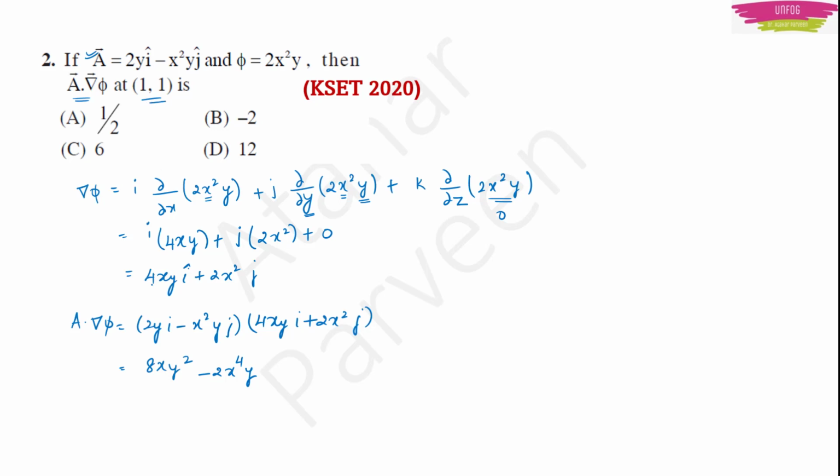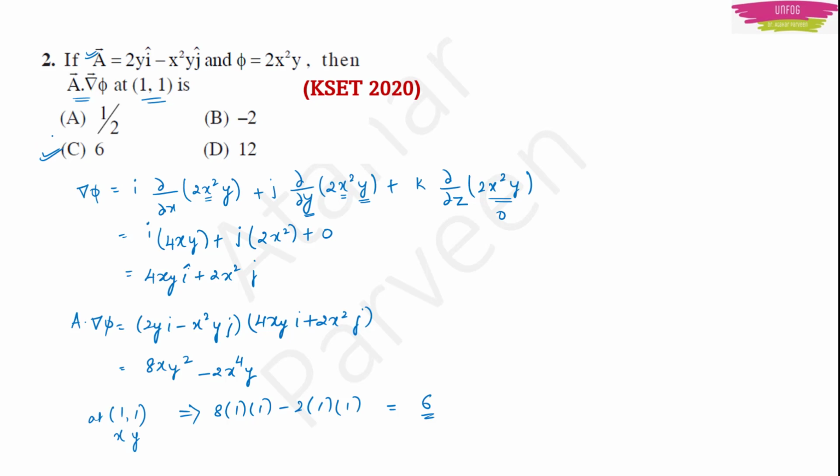At (1, 1) they have told. So at (1, 1) means the value of x is 1 and y is 1. Substitute it here, you get 8 into 1 into 1 minus 2 into 1 into 1. 1 to the power 4 is 1, 1 square is also 1, right? So it will be 8 minus 2, which is 6. Option C will be the right answer. This is how you do it, right?